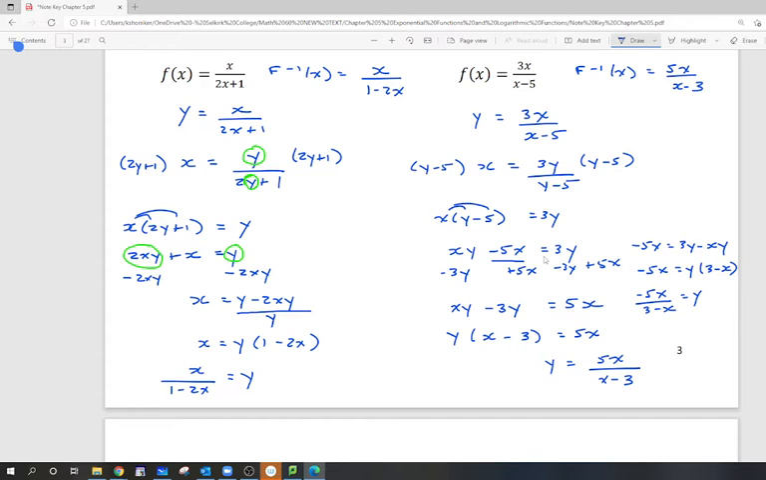So just be aware that if you get a different answer than the back of the book, you're not necessarily wrong. You just might have put your y's or your x's on different sides.